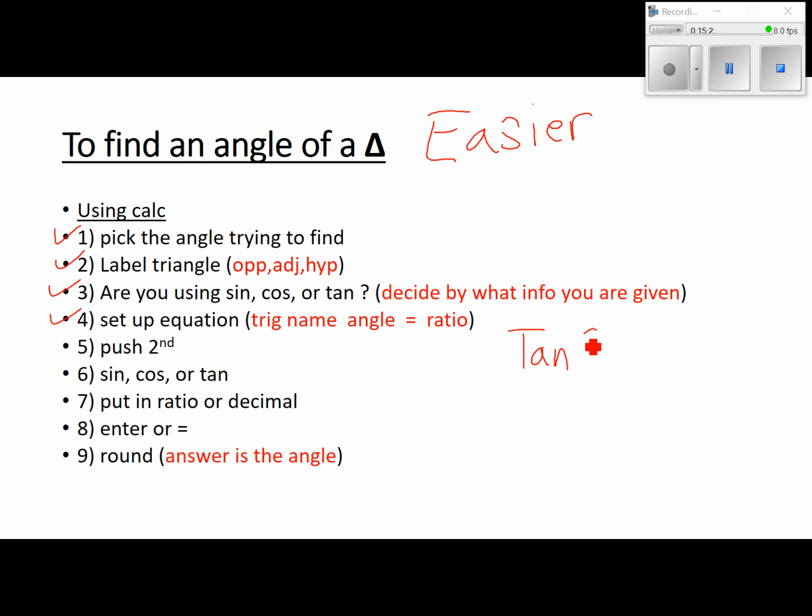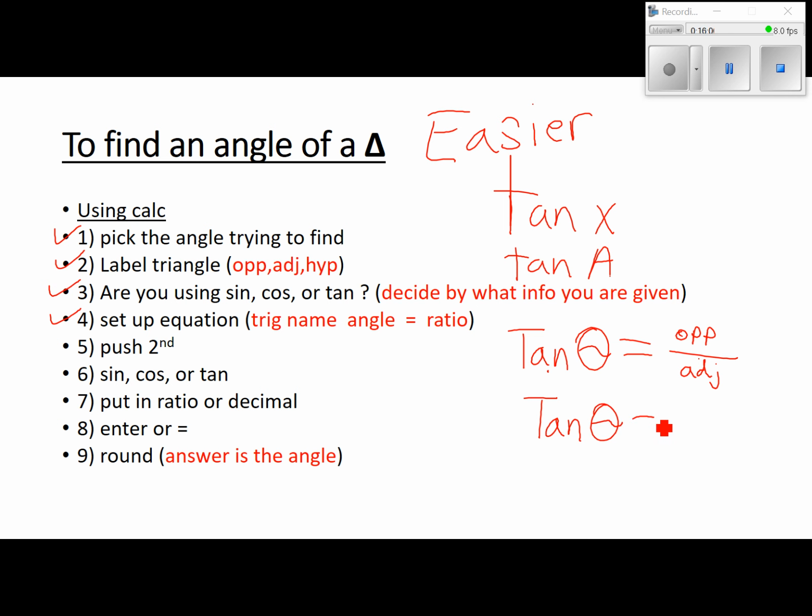Tangent of, I'm going to use theta as our angle. So tangent of theta, that's what we're looking for. If you don't like that, you could make it tangent of x or tangent of angle A. I don't care what your variable is, it makes no difference. It equals, and if it's tangent, it's going to be the length of the opposite leg over the length of the adjacent leg. We're going to know these two, so it's going to look more like this: tangent of theta equals 5/12.